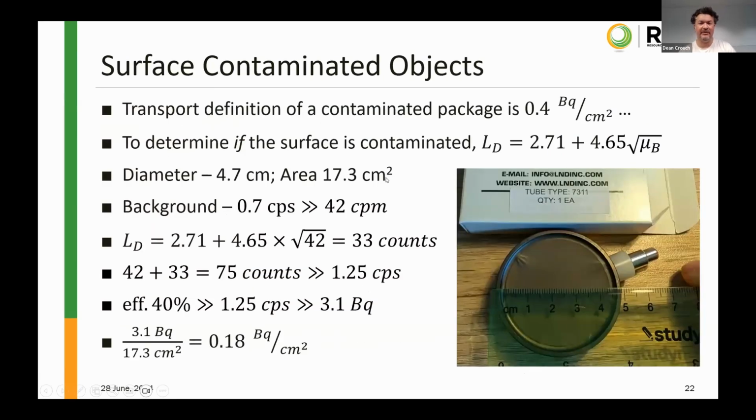So I said I would talk about surface contaminated objects. I've done a lot of work where we've got something with a little bit of NORM in it, and we want to know if we can let it go or not, if it meets the transport definition of 0.4 becquerels per square centimetre, and there's some more stuff on that.